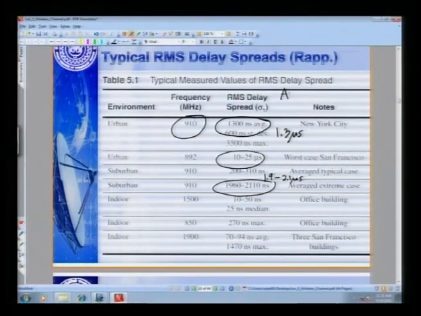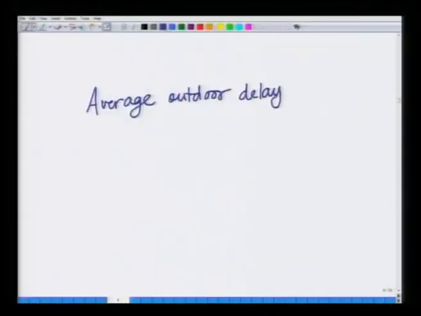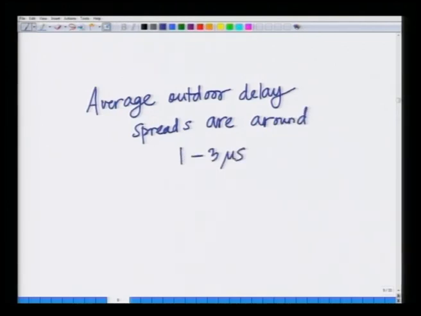Hence, average outdoor delay spreads are around microseconds. So, let me go back to my lecture and write that point again. Remember, we are talking about average outdoor, that is for outside cellular communication, average outdoor delay spreads are around 1 to 3 microseconds.